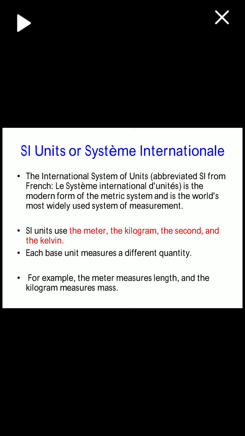Next is SI units, or the international system. The International System of Units, abbreviated as SI from the French Le Système International d'Unités, is the modern form of the metric system and is the world's most widely used system of measurement. SI units are what we use in our day-to-day life, like meters for distance, kilograms for weight or mass, seconds for time and Kelvin for temperature. Each base unit measures a different quantity. For example, meter is for length and kilogram is for mass.